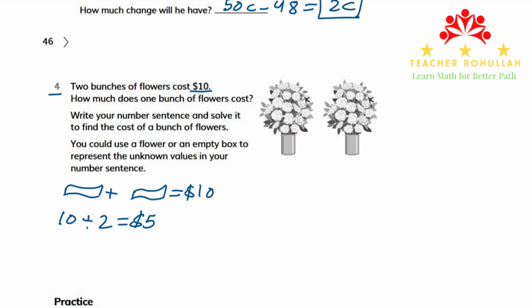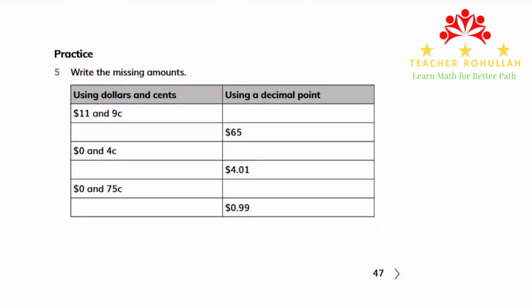Or we can do it in a different way. We know that $5 plus $5 is equal to $10. So from this we can find out that the price of each bunch of the flower is $5 because 5 plus 5 is $10 and each bunch of the flower has got the same price. We are done with question number 4 as well. Let me scroll down to move to question number 5.